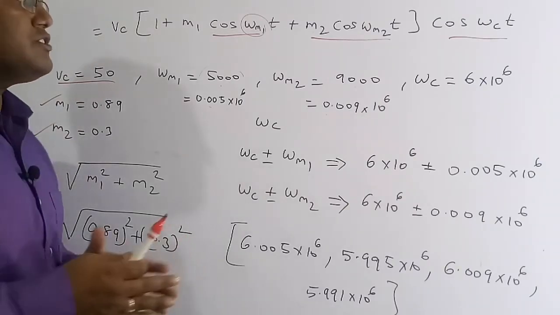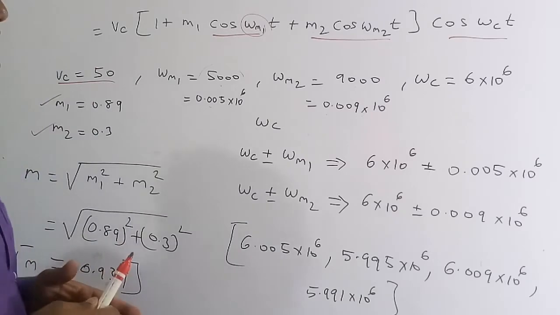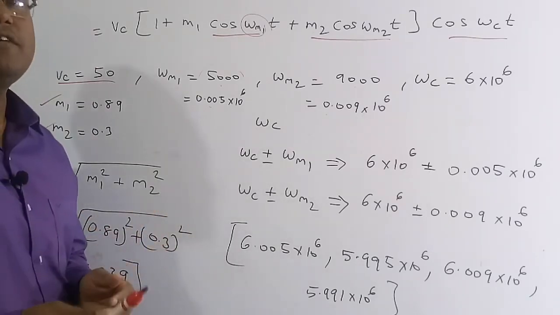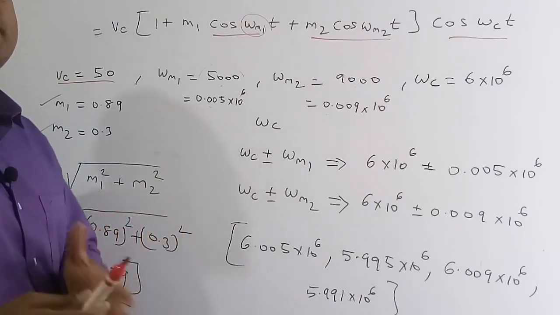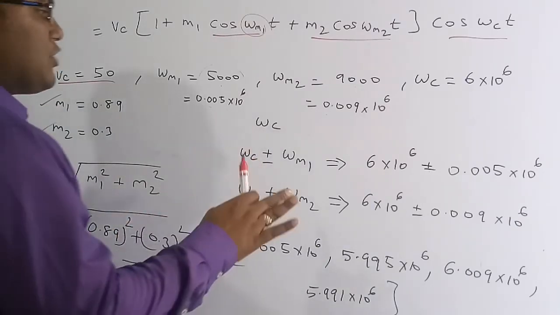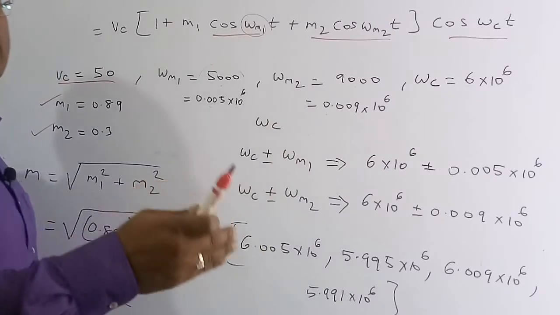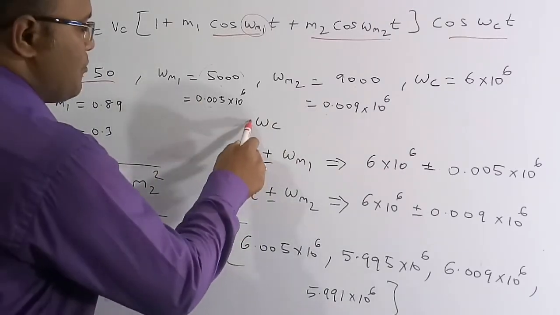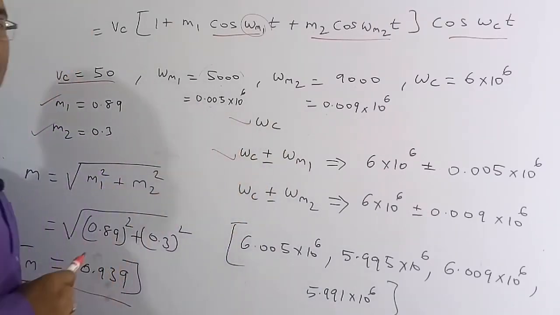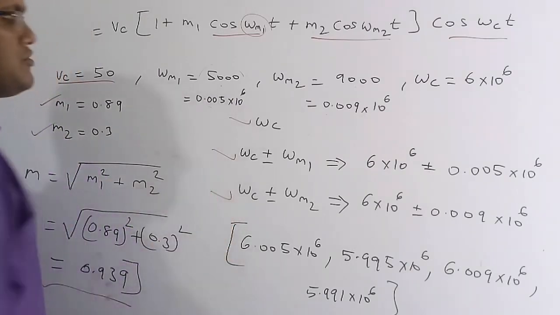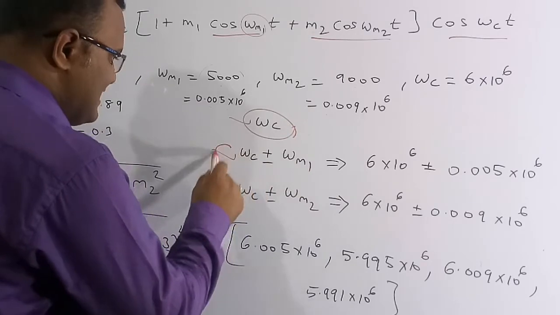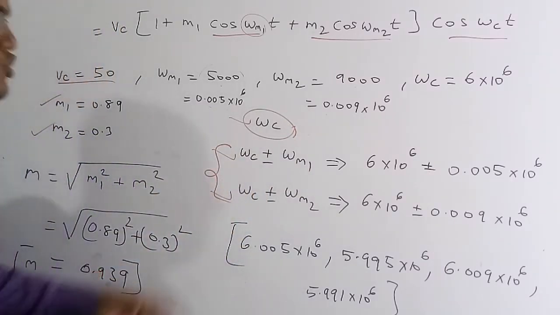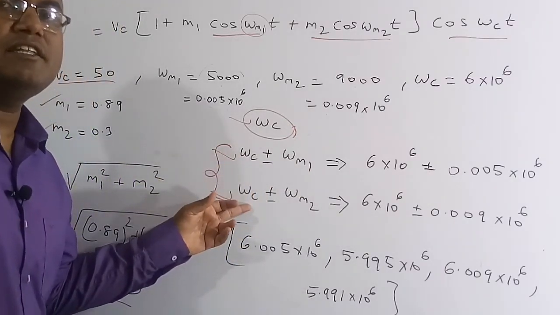Here in the question they have asked what the frequencies are, in radians per second, which are present in the sideband. Generally the frequencies available in e of t are omega c plus or minus omega m1 and omega c plus or minus omega m2. But this is the carrier frequency and these are the sideband frequencies, so we only need to figure out the sideband frequencies.